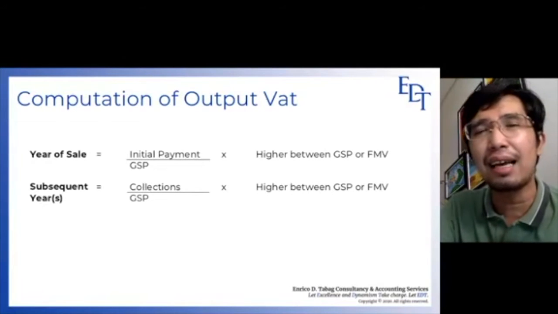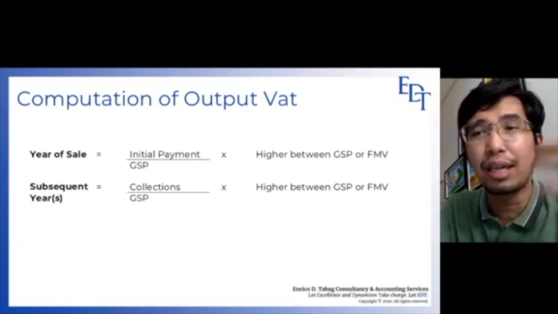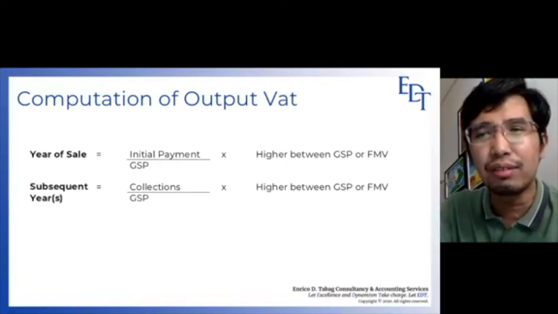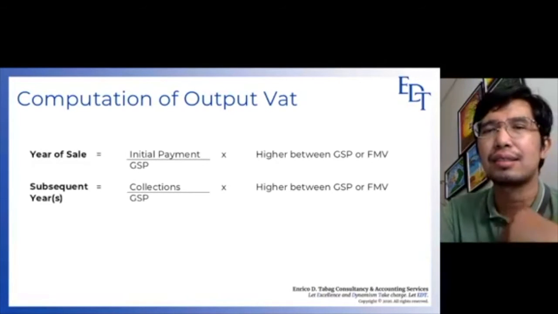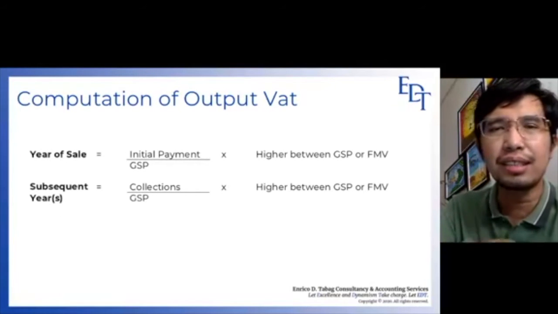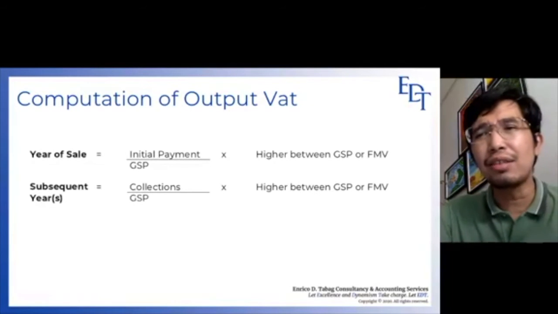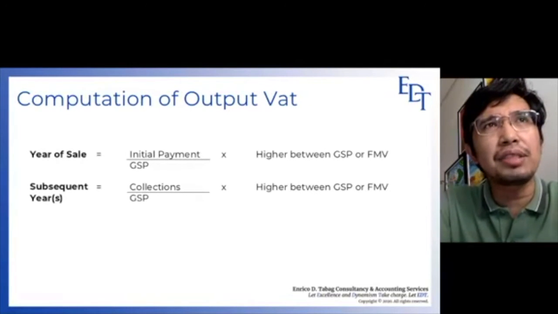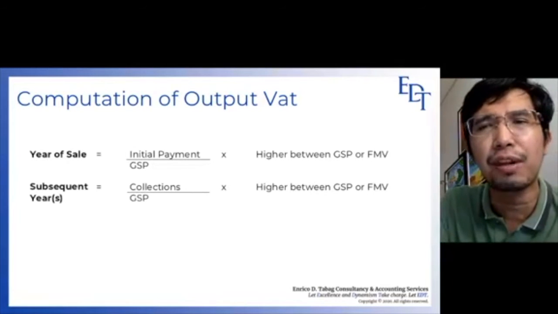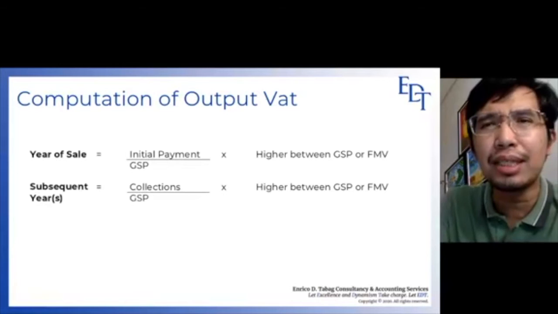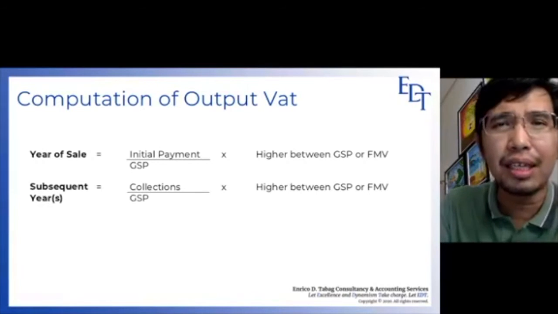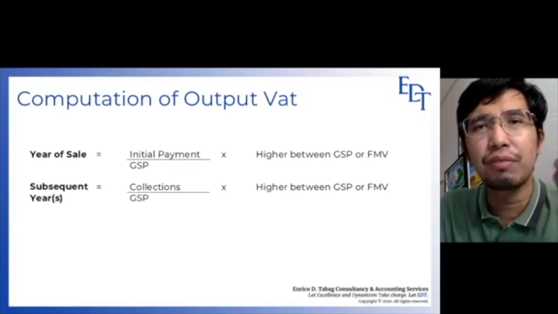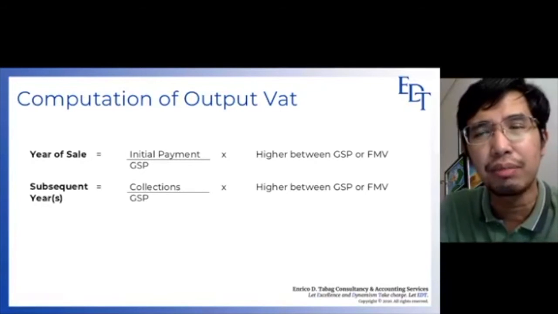Dahil installment sale yan, yung VAT mo will be based on your collection. Pero, yung unang taon, ang basis is not simply collection, kundi initial payment. Initial payment over selling price times the higher between GSP and FMV. Huwag kayong malito, sir, kasi kung minsan ginagamit nila whichever is the higher between selling price and fair market value. Tapos kung minsan naman, kagaya ng tinukoy mo kanina, whichever is the highest amount among selling price, fair market value provided by the city or provincial assessor, saka zonal valuation by the BIR.